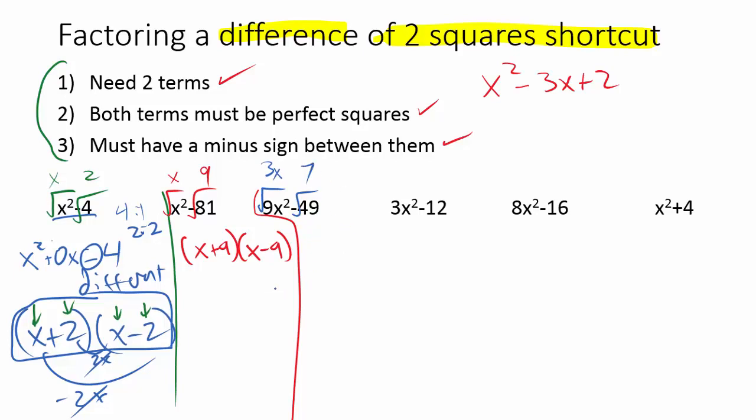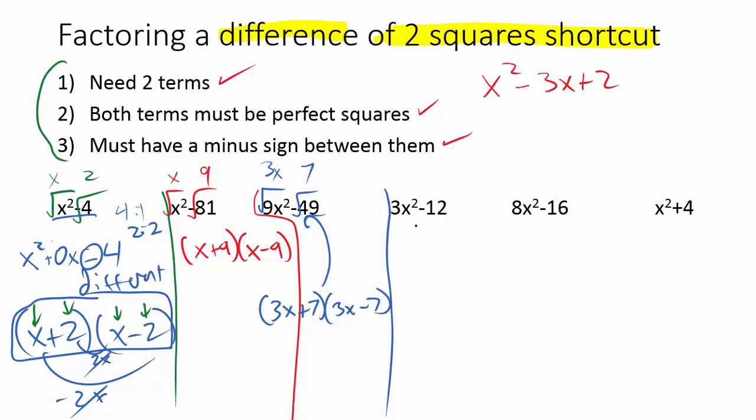So this should factor nicely to 3x plus 7, 3x minus 7. And that would be how we would do this one. Okay, so we met all of those three conditions. Now the next problem you're going to look at and think, wait a second, these aren't perfect squares. Hopefully you're thinking that. So 3 is not a perfect square. Nothing times itself that's not some sort of radical expression would give you 3. And same thing with 12.